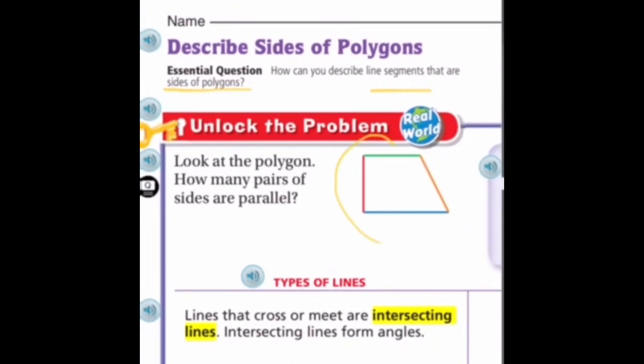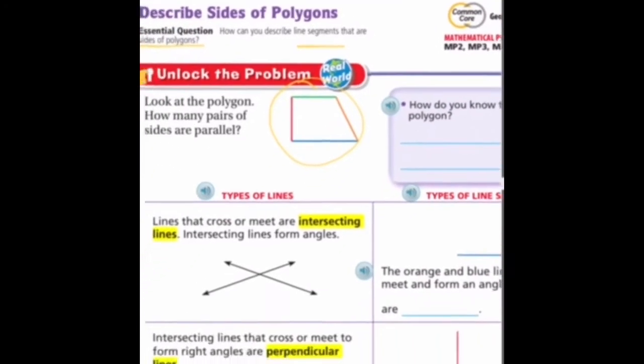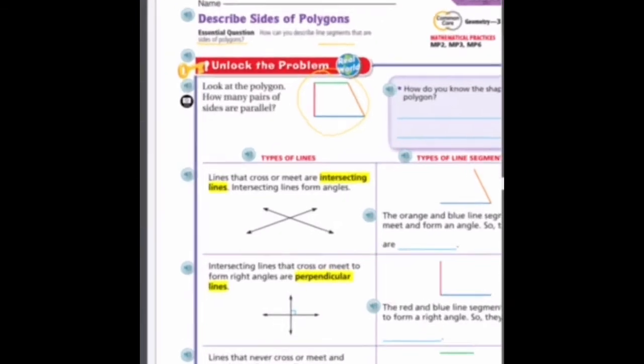Let's take a look at this polygon right here. And how many sides are parallel is the question. Well, in order to answer that, we have to know what parallel means, right? So let's take a look at a few definitions here.